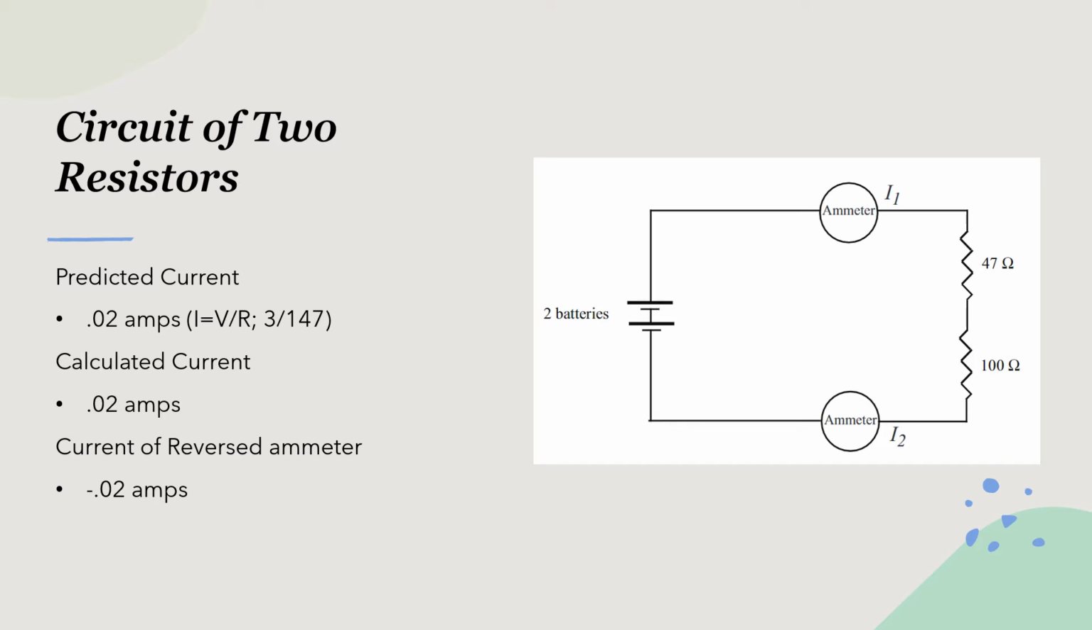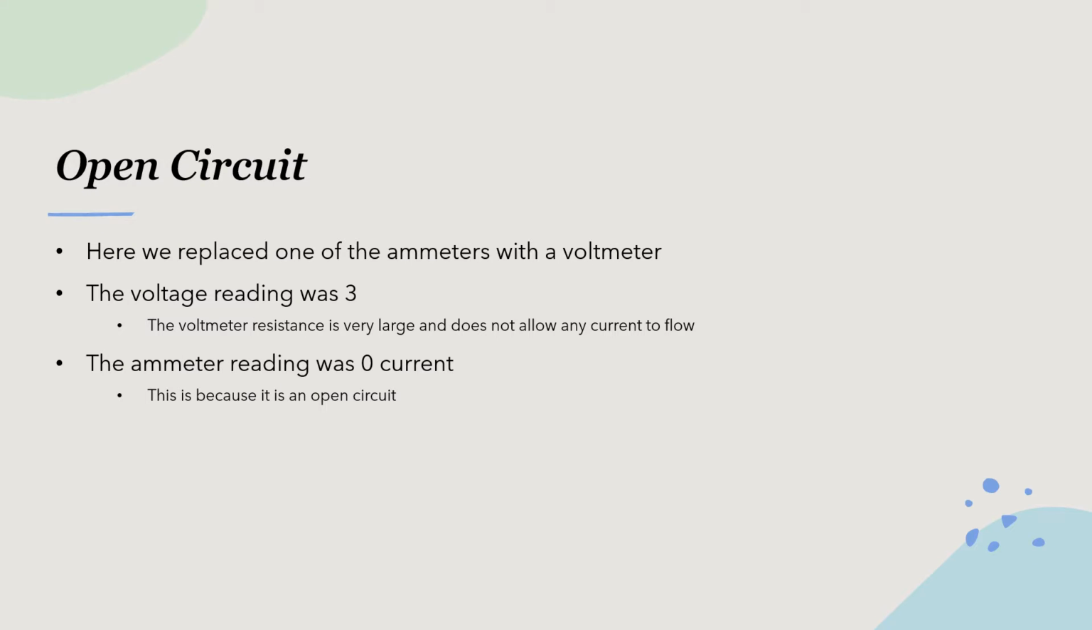We started with a circuit of 2 resistors, and we predicted the current. So we had 2 resistors, and we had an ammeter here and an ammeter here, with resistors of 47 ohms and 100 ohms. And we predicted that the current at both ammeters would be 0.02 amps, and the ammeters measured 0.02 amps. Then we reversed one of the ammeters, and the current was negative 0.02 amps.